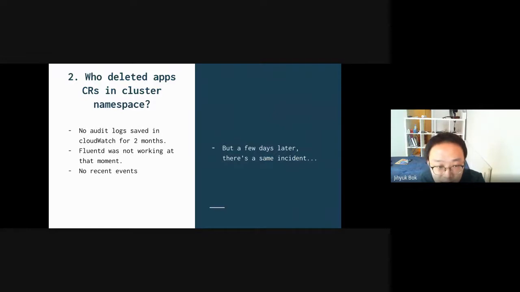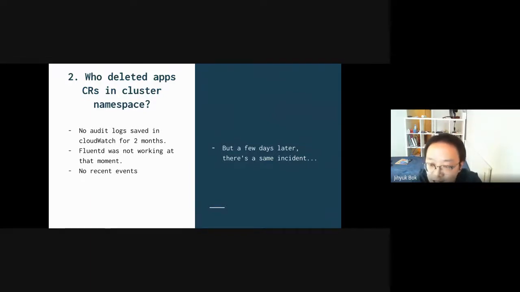And I saw that we have a fluentd component for uploading all the audit logs to CloudWatch. But unfortunately, this was not working for almost 2 months. So when the incident happened, we didn't have the logs. We don't have any kind of audit logs inside CloudWatch, and there are no recent events at the moment that I'm looking into this post-mortem.